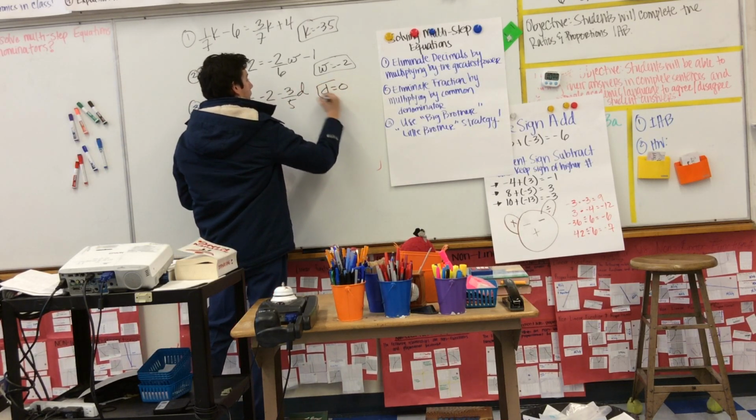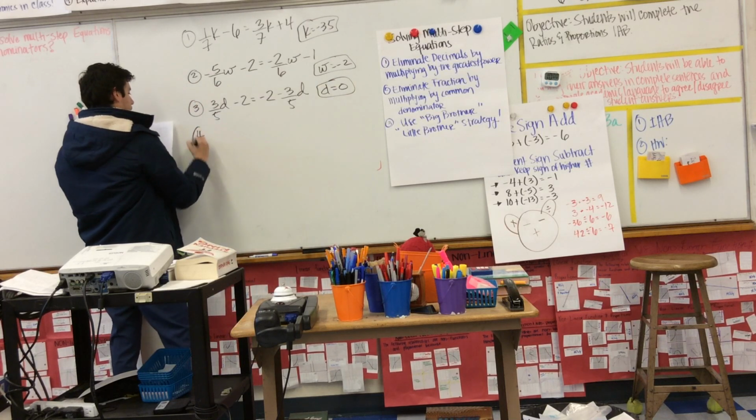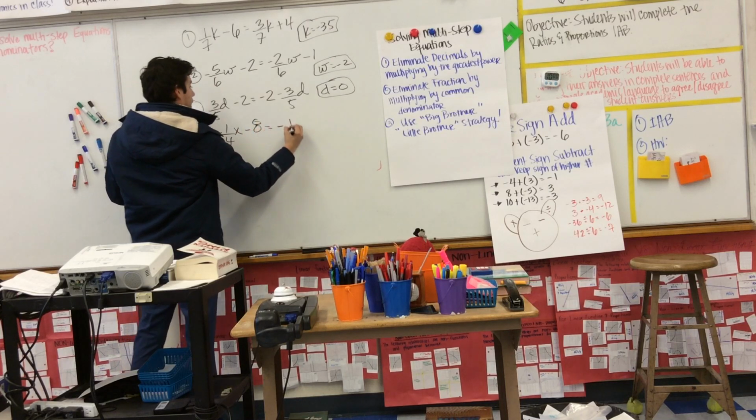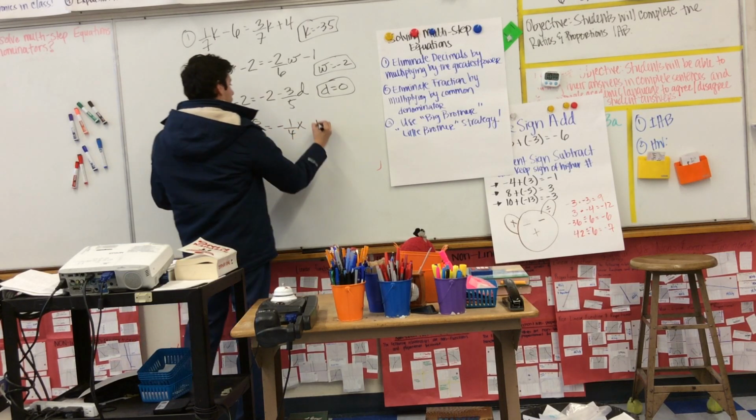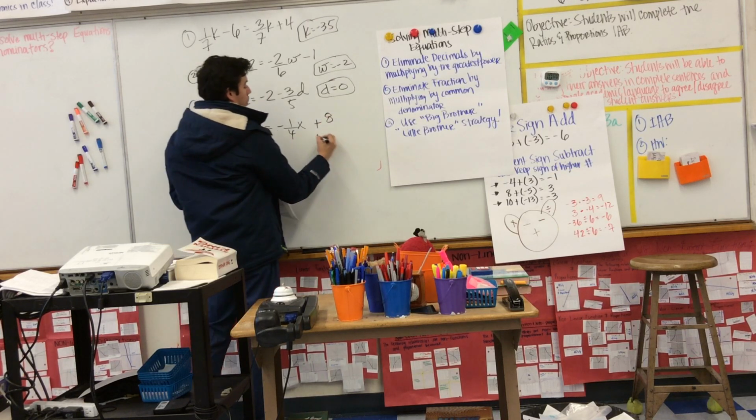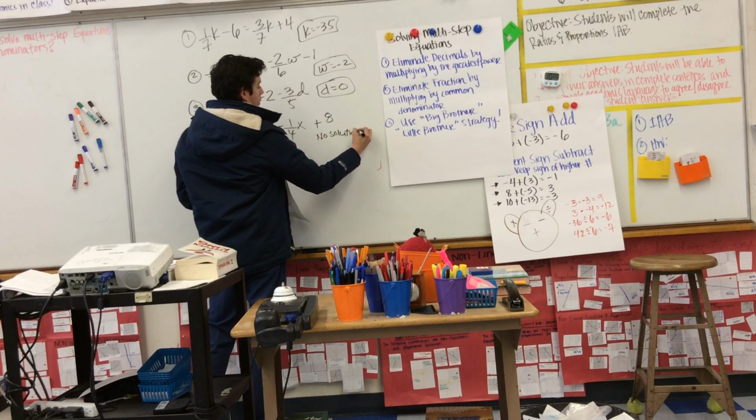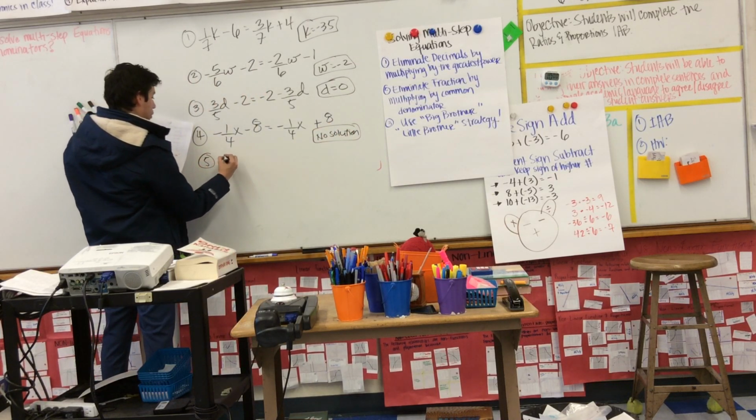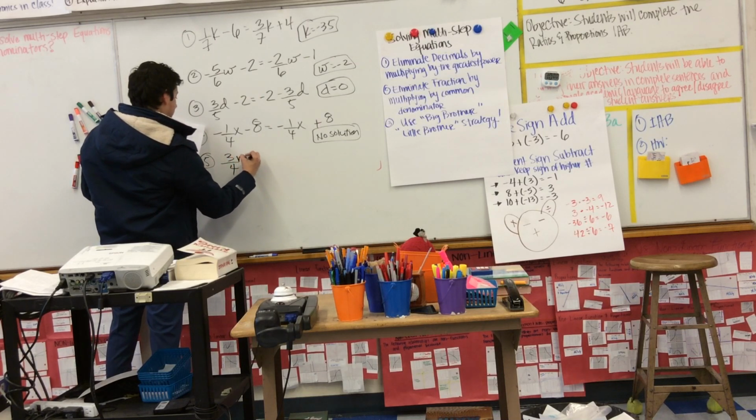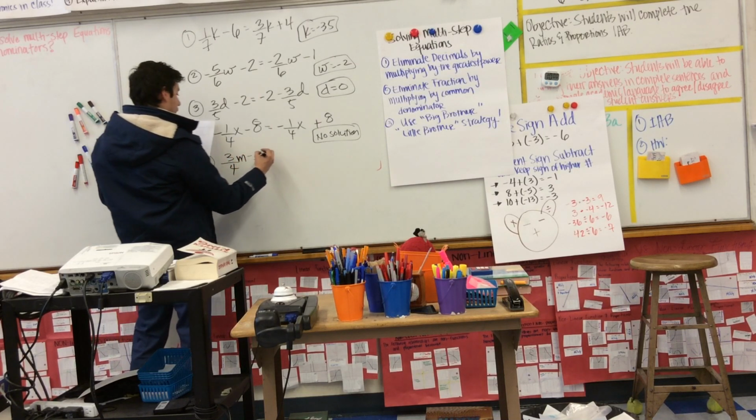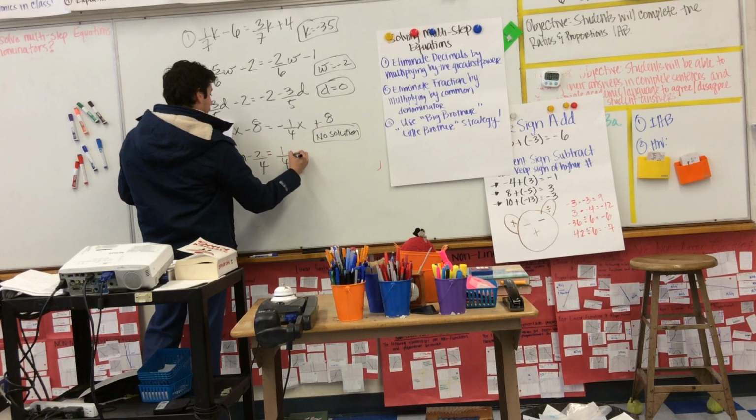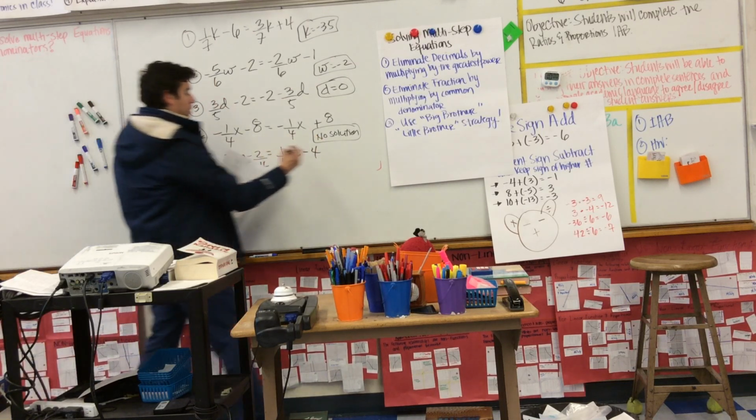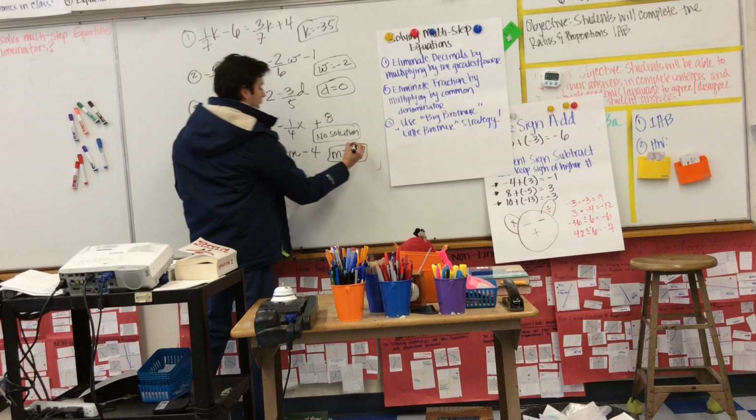Number 4, negative 1/4 x minus 8 equals negative 1/4 x plus 8. This was no solution as the answer. Number 5 was 3/4 m minus 2/4 equals 1/4 m minus 4. This answer was m equals negative 7.